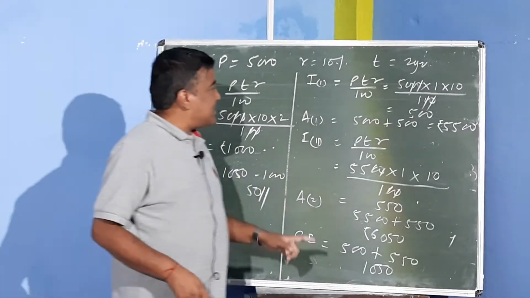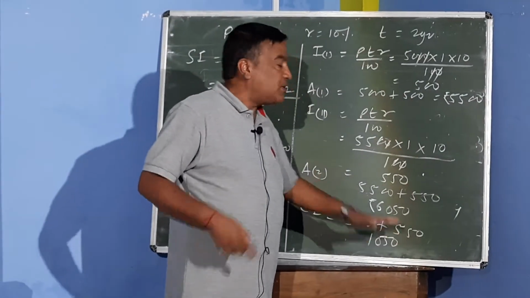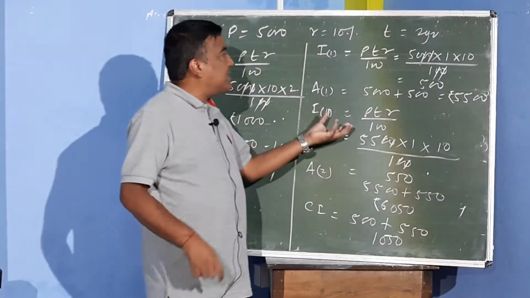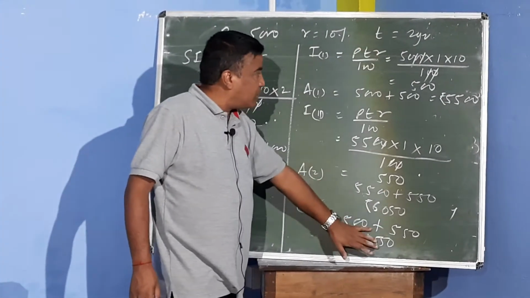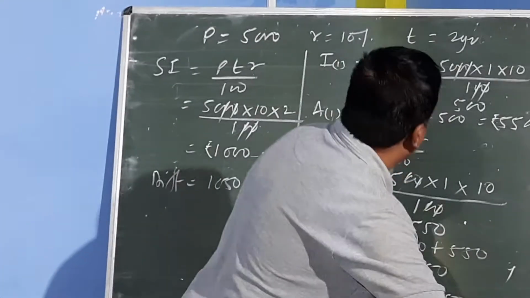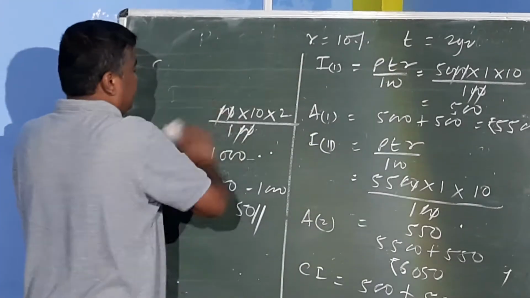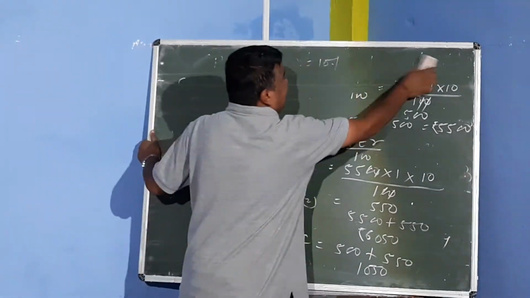Now, in next exercise, we will do compound interest, but in next exercise, we will use formula. This is without using formula. Now, we will do by using formula. Okay. Exercise 8B.